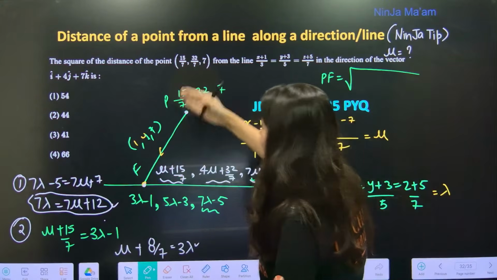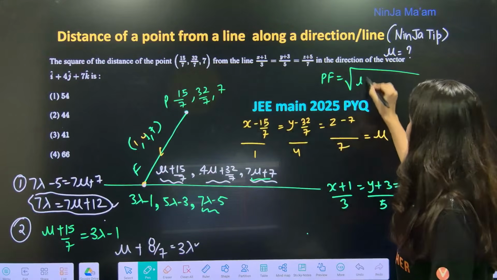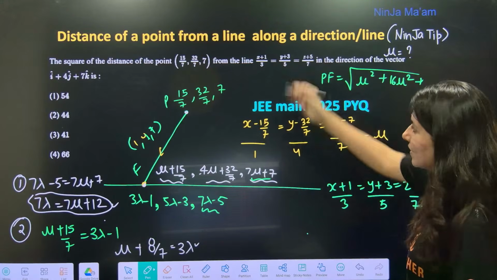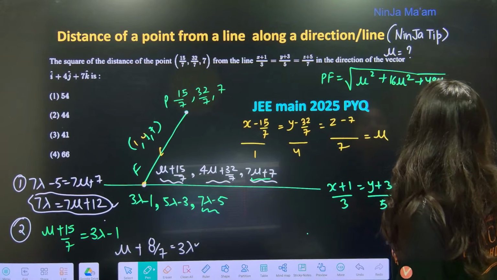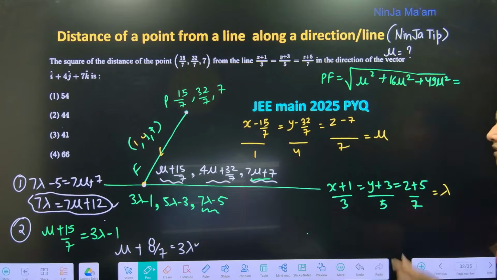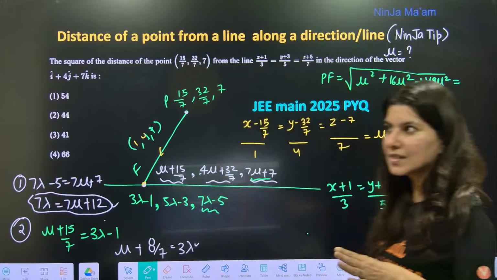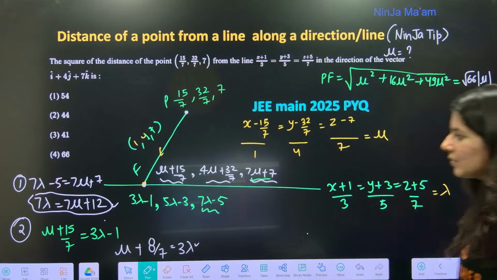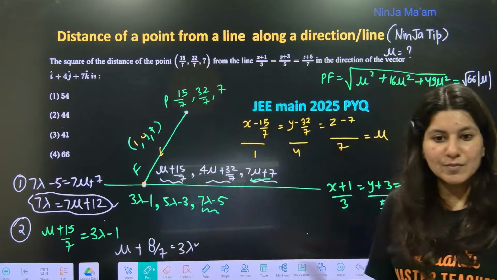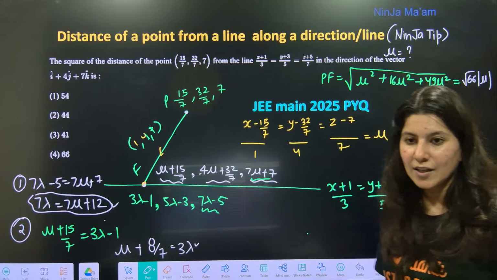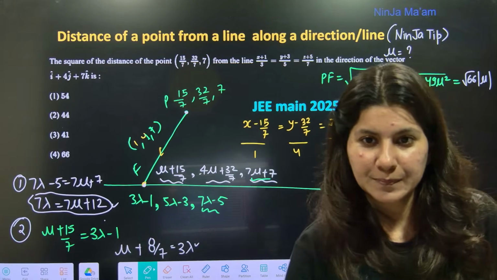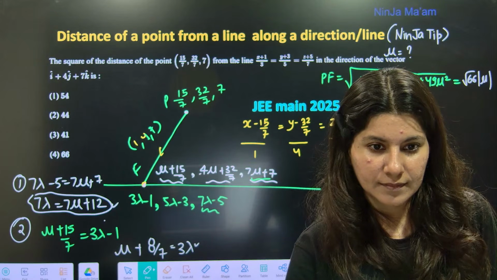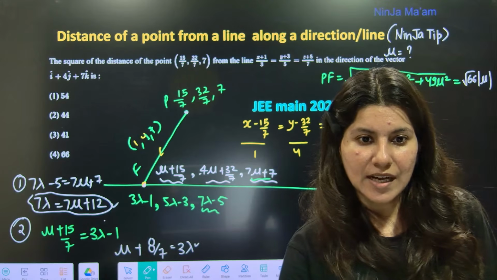Square root of mu plus 15 by 7 minus 15 by 7 whole square, mu square. So this is 4 mu, 16 mu square. Can you see? This is 7 cancel, so 49 mu square. So this is going to be 50 plus 16. So 50 plus 16 is 66 mu square. So root 66 and mod mu will be your answer. So just calculate the value of mu and that's it. You will be done. Okay. So that's how the last question will look like.